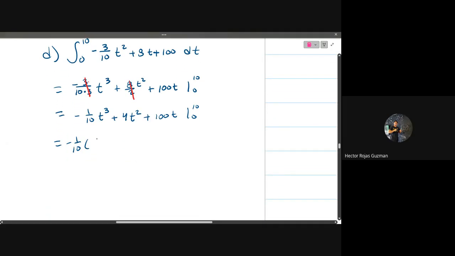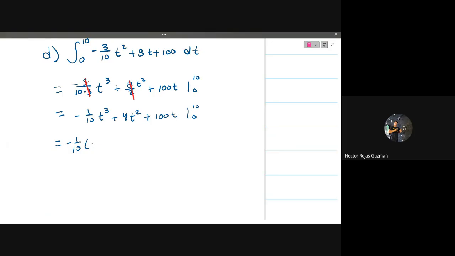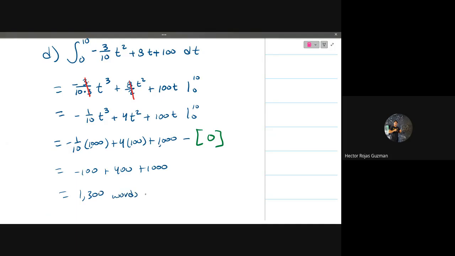Negative 1 over 10. 10 to the power of 3 is 1,000. Or 10 to the power of 2 is 100. And 100 times 10 is 1,000. Minus, and if you plug in 0, you're just going to get 0. Well, this gets us negative 100 plus 400 plus 1,000 equals 1,300. That is how many words the teacher read.